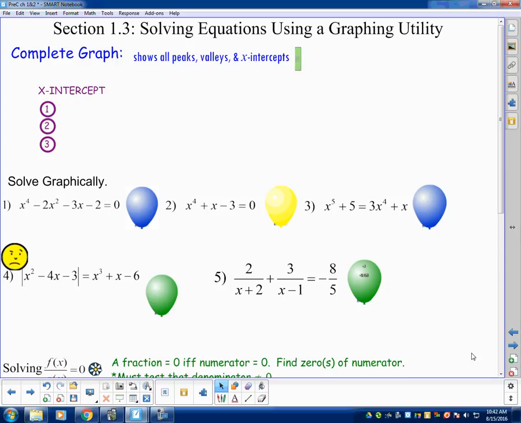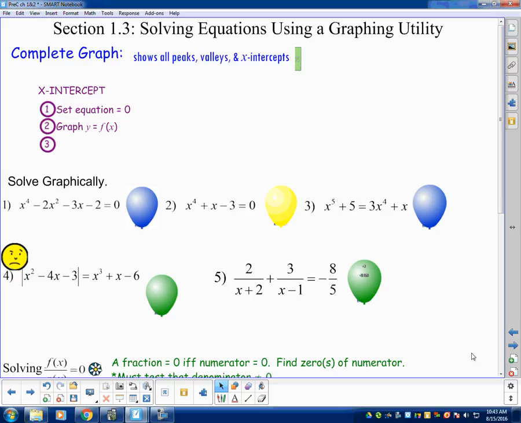So here's the process we go through. Step 1: set the equation equal to 0. You've done that before when you've used the quadratic formula or solving by factoring. Right? Set the equation equal to 0. Second step is graph it on your graphing calculator. Graph y equals f of x. That's in the y equals menu.